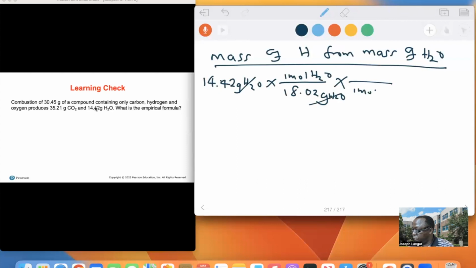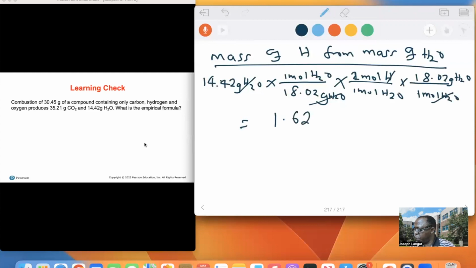1 mole of H2O produces 2 moles of hydrogen. We have, for every 1 mole of H2O, 2 moles of hydrogen. That's what we have here, times the molar mass of H2O. 1 mole of H2O weighs 18.02 grams of H2O. And it turns out to be 1.62 grams of hydrogen. So we know the mass of hydrogen and the mass of carbon.